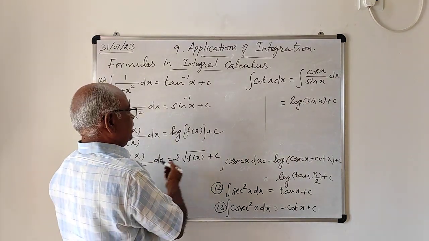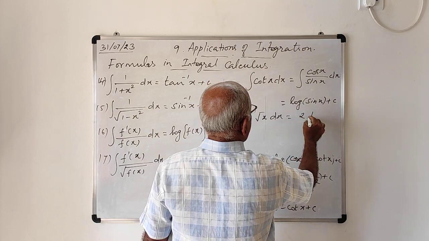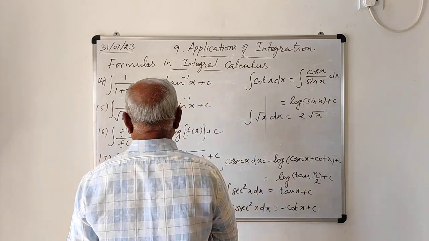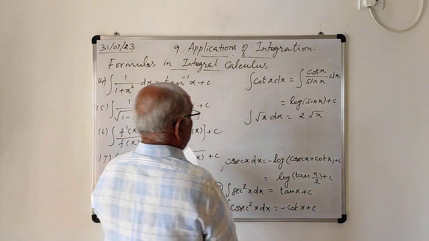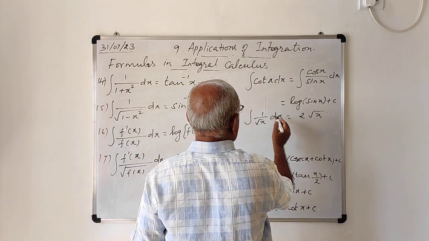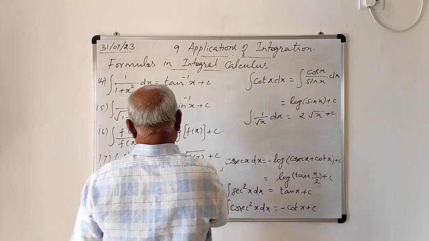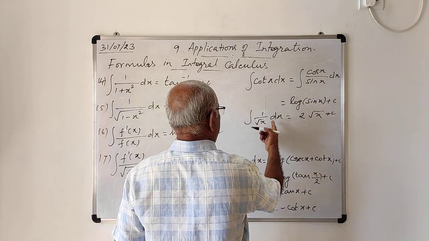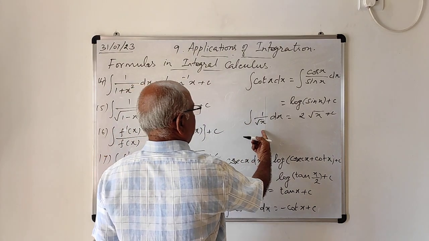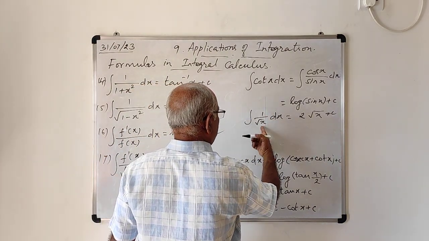Here I gave one problem: the integral of root x dx is 2 root x. So the integral of 1 by root x dx is 2 root x plus c. See, the derivative of the denominator is in the numerator. The derivative of x is 1 in the numerator. So it is of the form f dash of x by root of f of x dx, which is 2 times root of f of x.